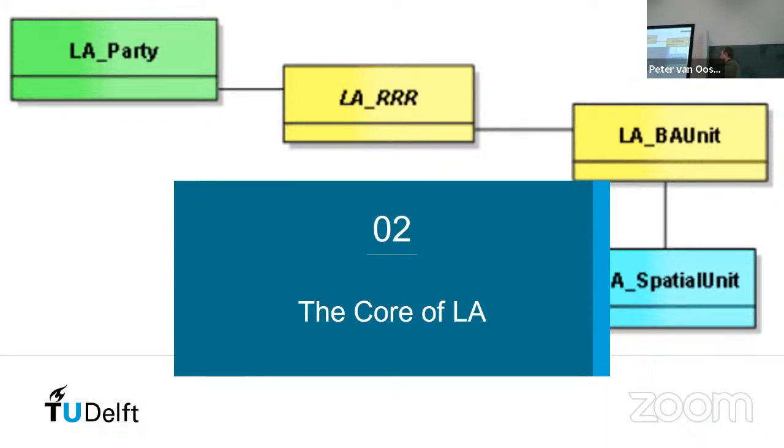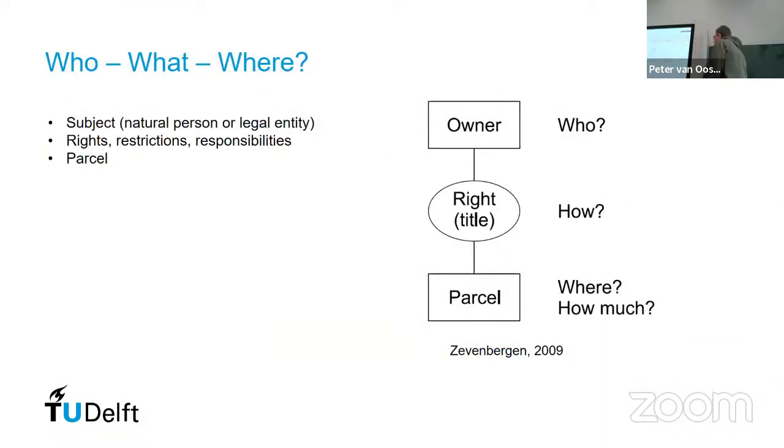Second part of my lecture, the core of land administration. Really see a nice picture. It's a picture that Peter will speak more about. But in fact, when we make it very simple, the whole system is about this: who, what, where. It's a bit different about those rights, also restrictions, so about the legal situation. And the last thing is about the object.